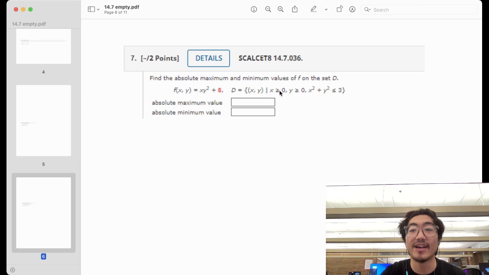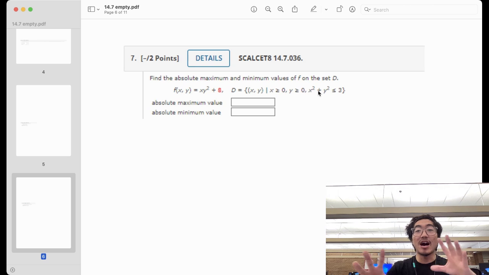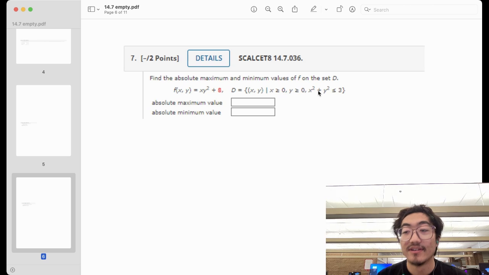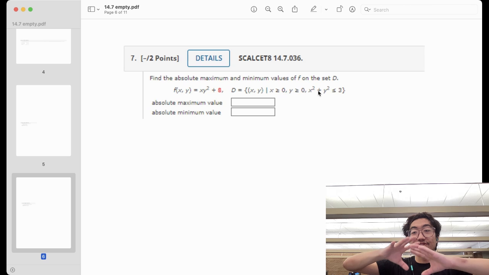This is the same thing. x equal to 0 and 0. This means it's going to be x, y. The upper bound is going to be the square root of 3. That is your upper bound, and that's just this circle with a radius of square root of 3.